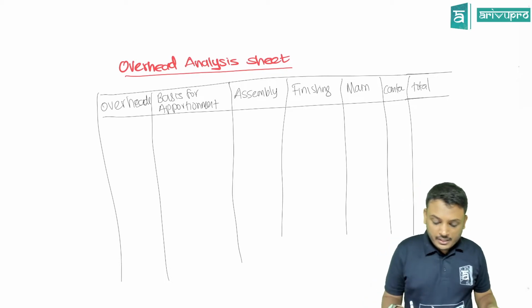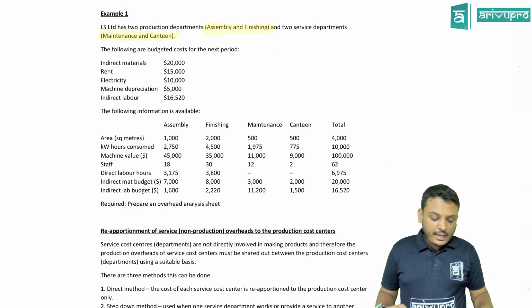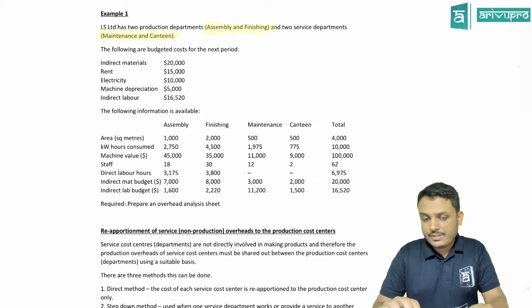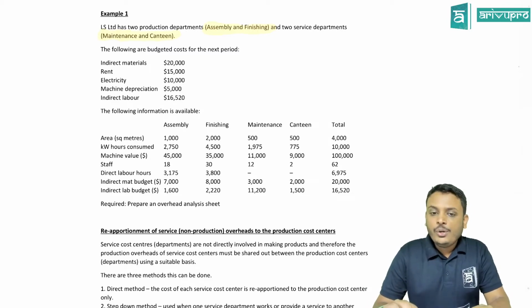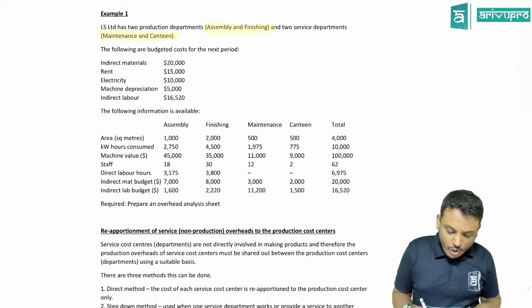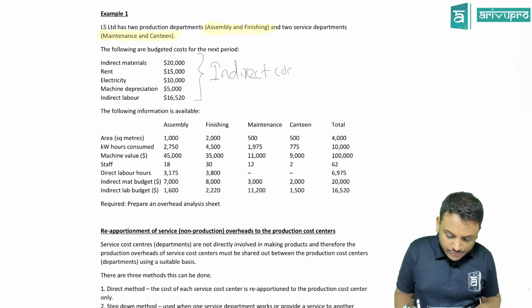Now read this question. LS Limited has two production departments: one is assembly, two is finishing. And two service departments: one is maintenance, one is canteen. The following are budgeted costs for the period. Therefore, all these are indirect costs.